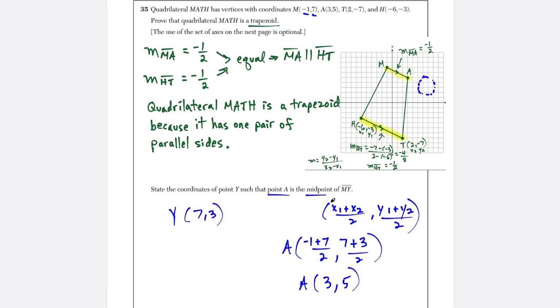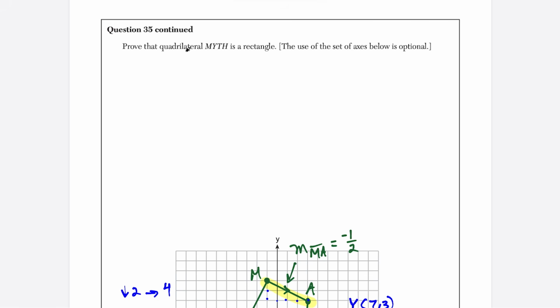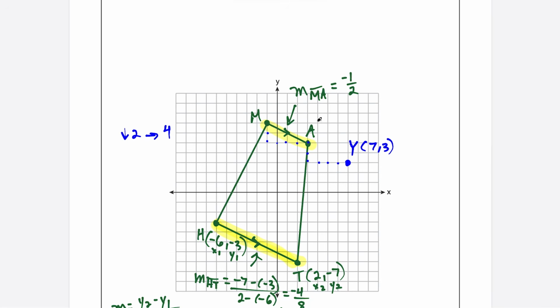So A should be located at 3, 5, and notice that A is located at 3, 5. So this point here for Y is definitely good. Now for the last part of this question, we want to prove that quadrilateral MYTH is a rectangle. If we go down here and look at what we have, to build rectangle MYTH, I'm just going to connect point A to point Y, and then I'm going to connect point Y to point T.